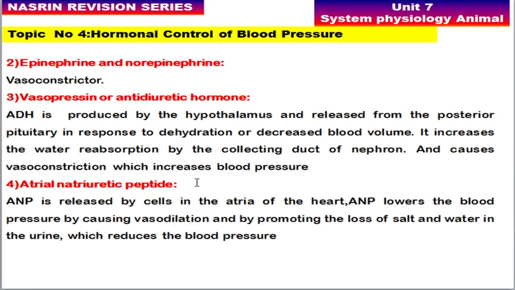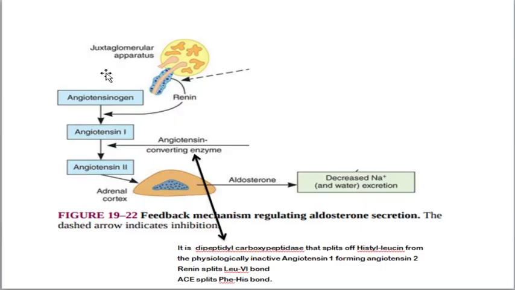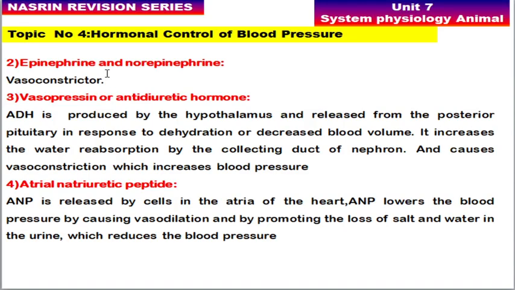So if vasoconstriction occurs, it will increase the blood pressure. If vasodilation occurs, it will decrease the blood pressure. The fourth hormone is atrial natriuretic peptide. This is a peptide released from the cells of the atria in the heart. It will generally lower the blood pressure. Vasopressin, epinephrine, and angiotensin 2 will increase the blood pressure by causing vasoconstriction, whereas atrial natriuretic peptide will lower the blood pressure by causing vasodilation, and it will also promote the loss of salt and water in the urine, which reduces the blood pressure.